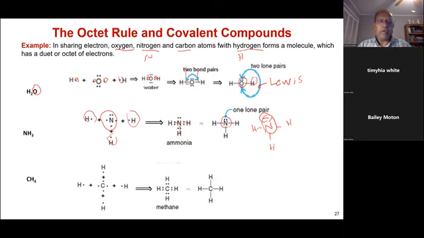carbon makes 4 bonds. In the Lewis dot structure of carbon, there are 4 single electrons. Each can combine with a hydrogen atom's single electron to form 4 bonding electron pairs. So this is the Lewis structure of the molecule methane. These are Lewis structures.